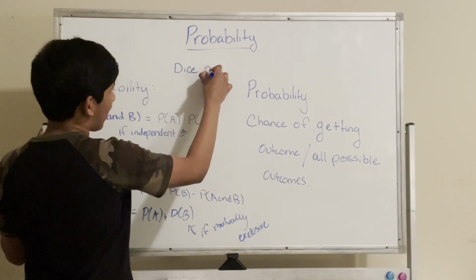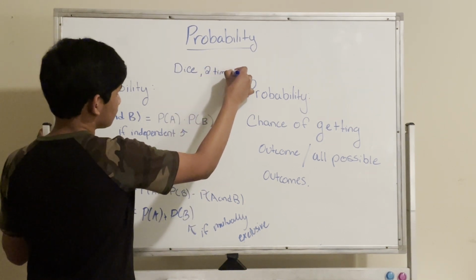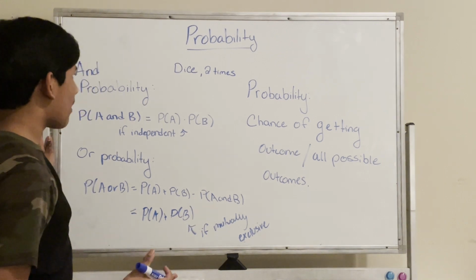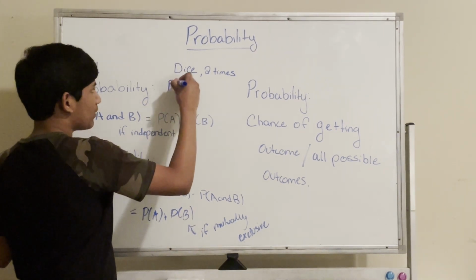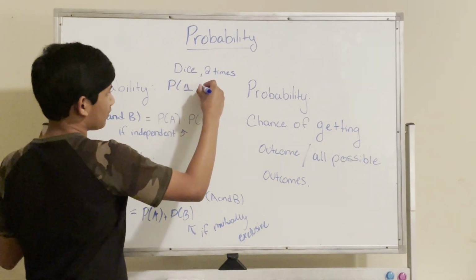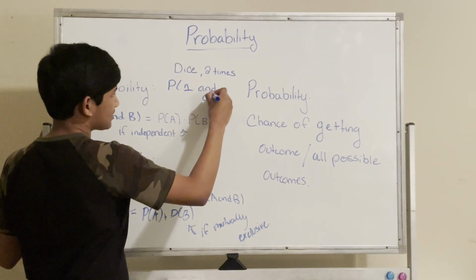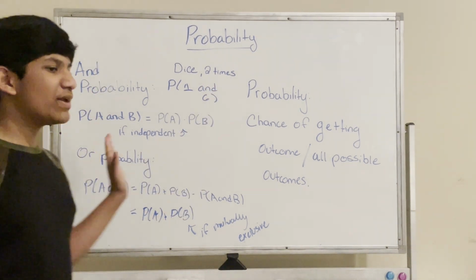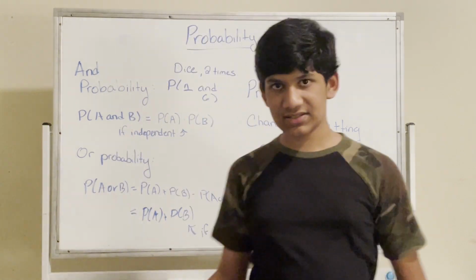And we roll it 2 times. So what is the probability that we get a 1 and we get a 6?